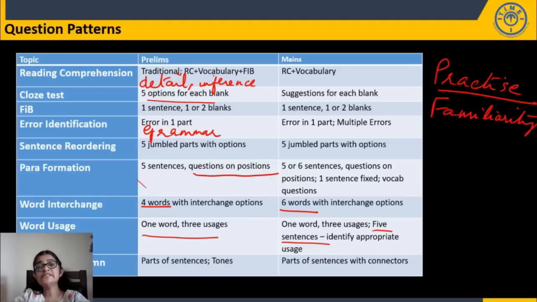Okay. In mains, we see match the column patterns with 3 columns where 1 column has connectors. Okay, so you need to join the remaining 2 parts with the right connector from this connector column. Okay, again it is a test of your grammatical soundness. How sound is your grammar? So once you know how to form a sentence correctly, this question type is taken care of.